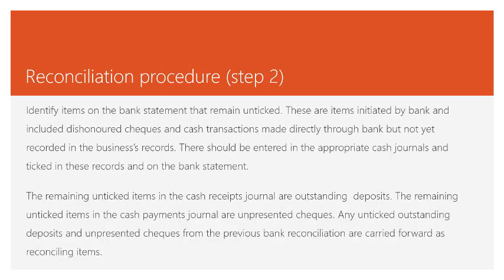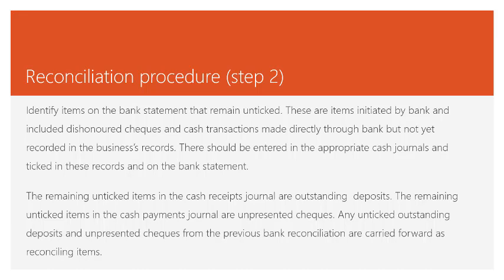Step 2. When you have ticked those items which appear in both statement and records, the next step is to check those unticked items. These are items initiated by the bank, including dishonored checks and cash transactions made directly through the bank, but not yet recorded in the business records. These should be entered in the appropriate cash journals and ticked in these records and on the bank statement.